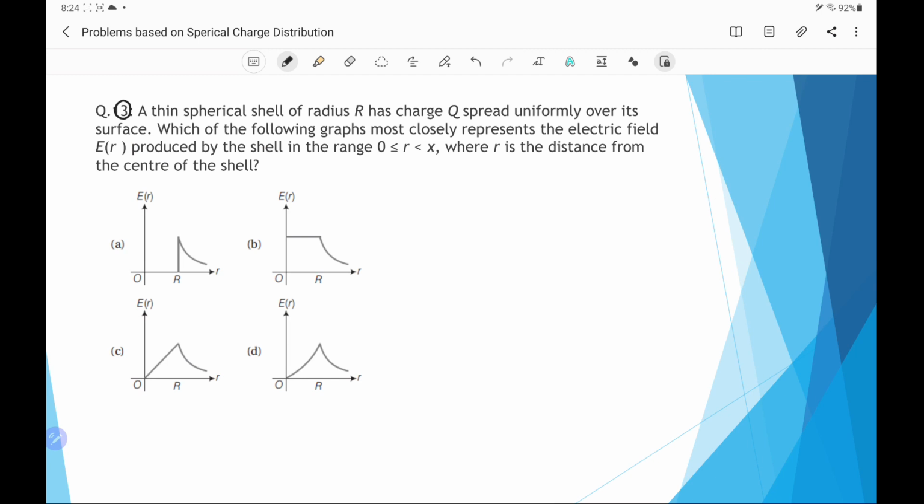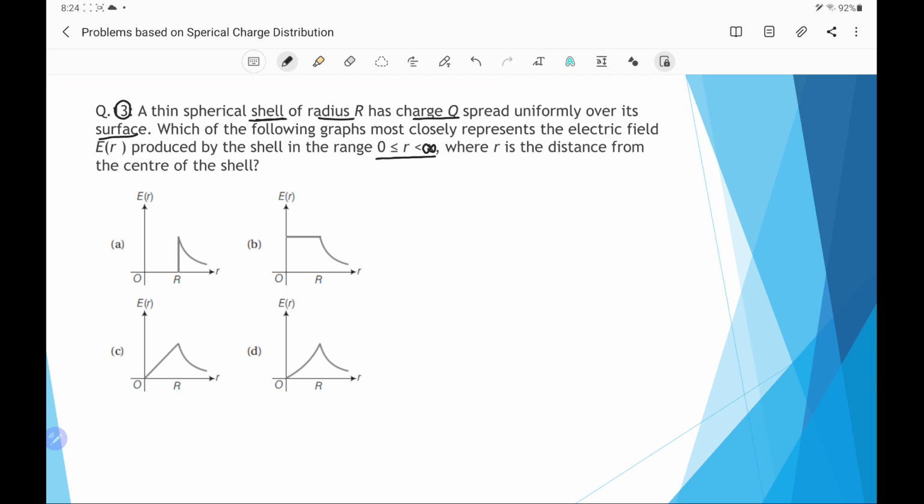Next, question 3 is, a thin spherical shell of radius R has charge Q spread uniformly over its surface. Which of the following graphs most closely represents the electric field E(r) produced by the shell in the range where r is greater than or equal to 0 and less than infinity, where r is the distance from the center of the shell. Here we can consider this as infinity.